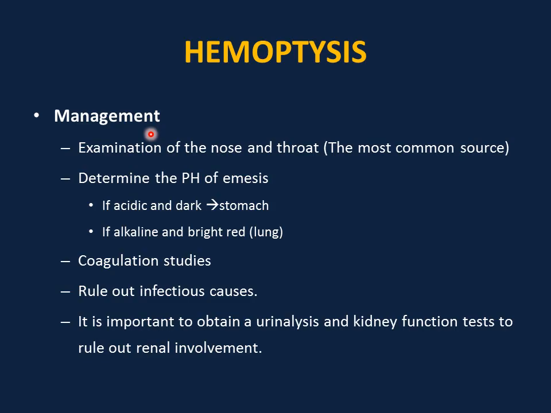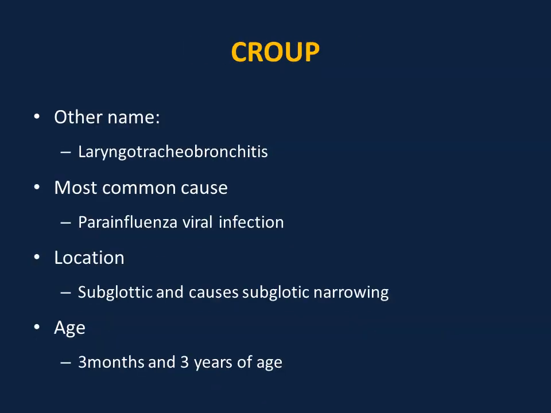Management of hemoptysis depends on the underlying cause. Generally, the first thing to start with is to examine the nose and the throat because this is usually the most common source in healthy children. Determine the pH of the emesis. If it's acidic and the emesis is dark, it is most likely the stomach. If it's alkaline and bright red blood, it is most likely the lung. Coagulation studies. Rule out infectious causes. Imaging studies. Of course, it is also important to test the urine and do kidney function to make sure there is no renal involvement.